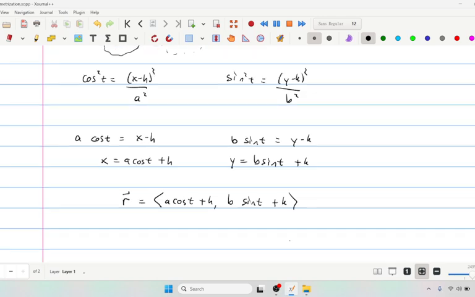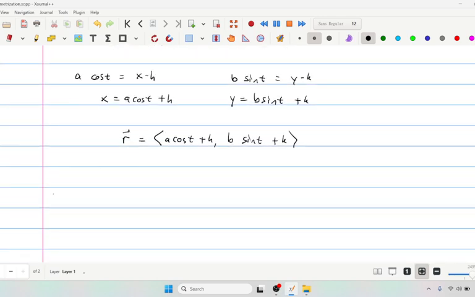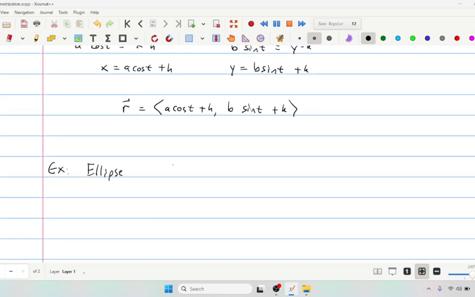Let's look at a concrete example of this. So suppose we're given the ellipse. Maybe we'll have a sketch of this ellipse. So they tell us that the ellipse has a center that's (1, 2), and our radius in the x direction is 3, and in the y is 4.